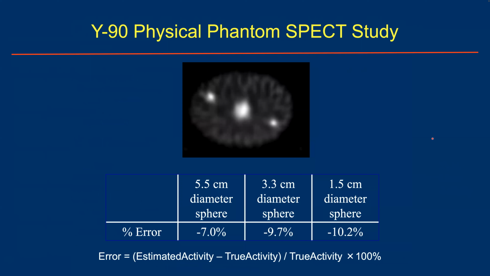This shows an example of yttrium-90 phantom studies. Yttrium-90 is used to treat liver cancers. It doesn't emit any gamma photons, so it's a pure beta emitter. So we have to measure the bremsstrahlung emission from the yttrium-90. So it's very hard to image. Again, we demonstrate with the quantitative SPECT, we still can get relatively good accuracy, as shown here.